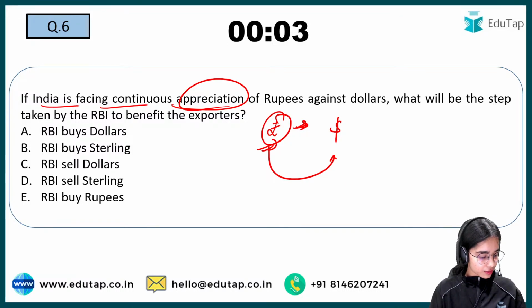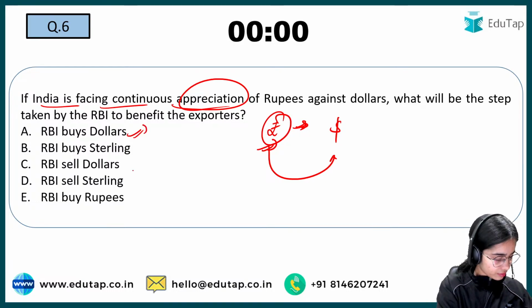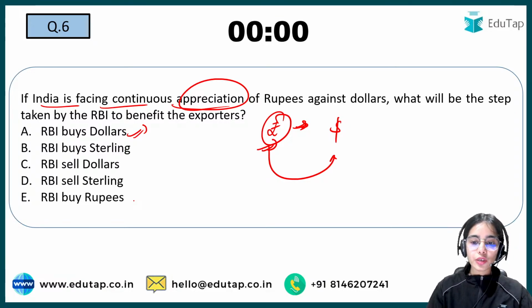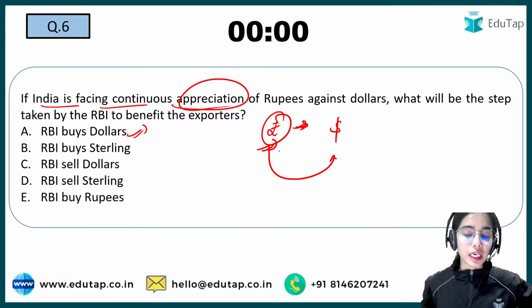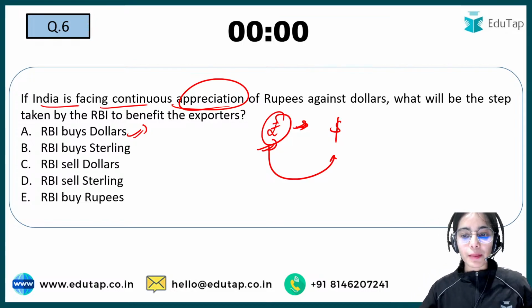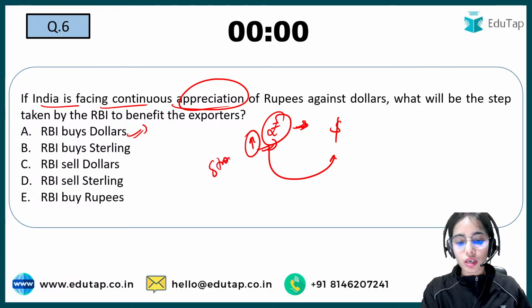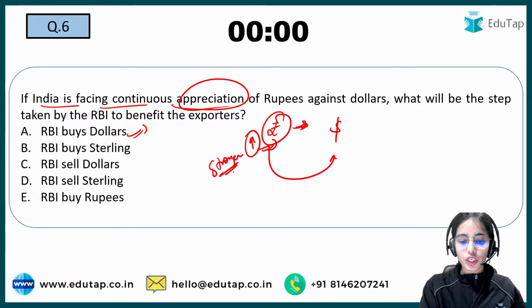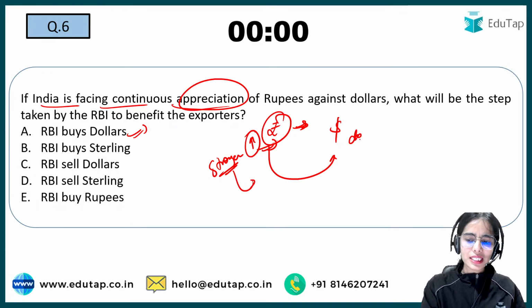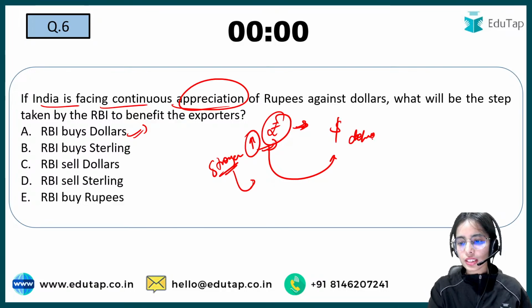So try to answer this. Okay, I'm getting the answer A. That is absolutely correct. The answer is A. Here the rupee is appreciating against dollars. That means the rupee is becoming stronger against dollars. So the rupee is appreciating against dollars means that the dollar is depreciating against rupees. The dollar is depreciating against rupees.